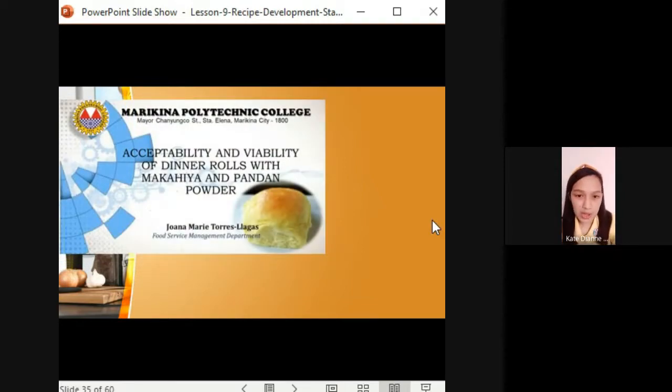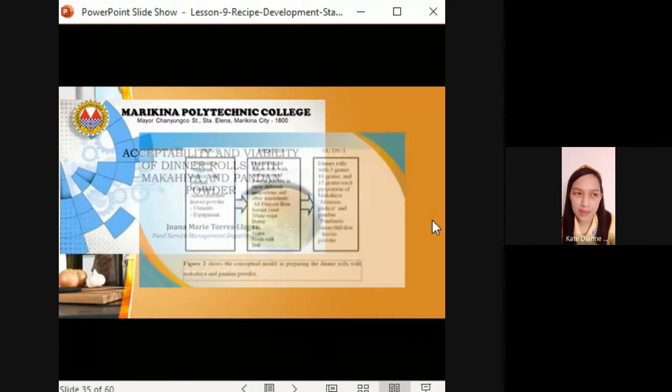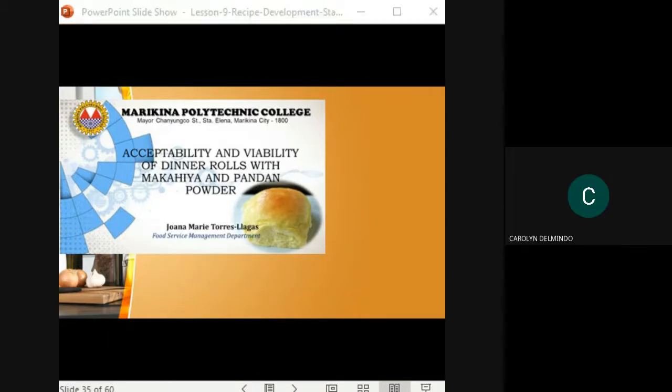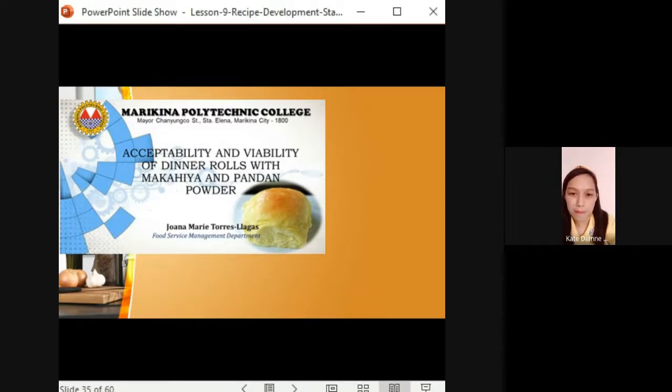Okay, so ito yung ginawa ni ma'am sa kanyang experiment, or ayun yung tinry ni ma'am, no? Thesis mo. Okay, sa thesis ni ma'am. So, yan yung ginawa ni Ma'am Llagas. Ano nga yung ginawa dyan? Bali yung ginawa ni ma'am is dinner roll.